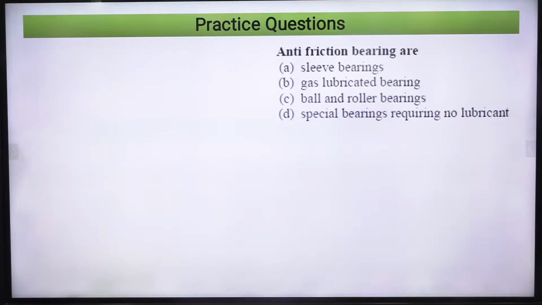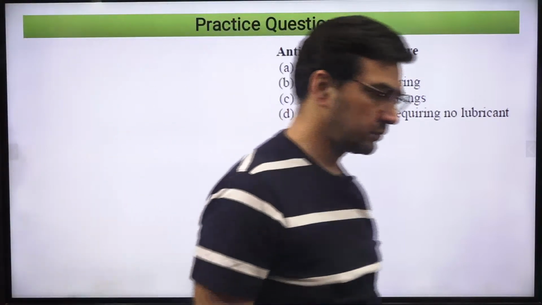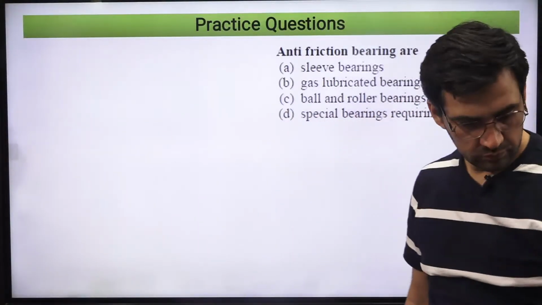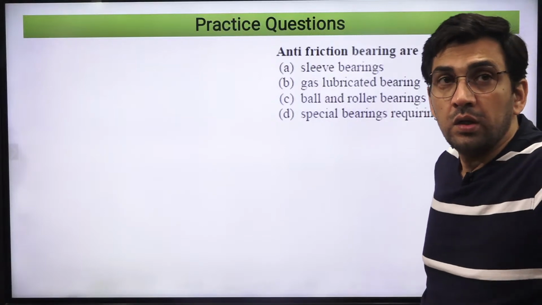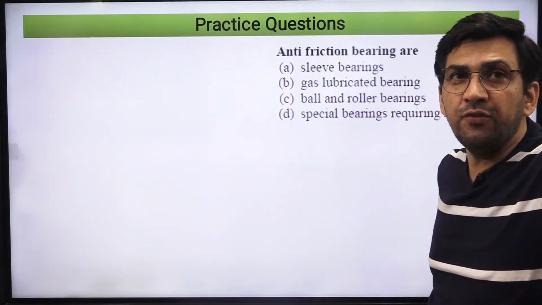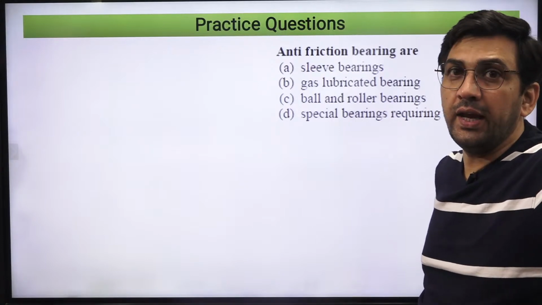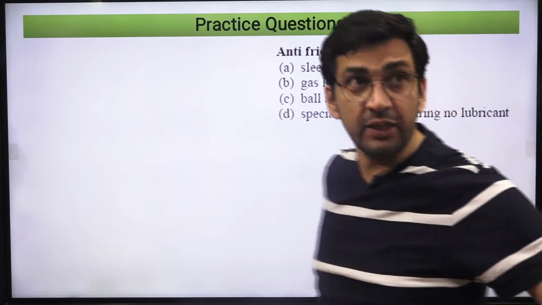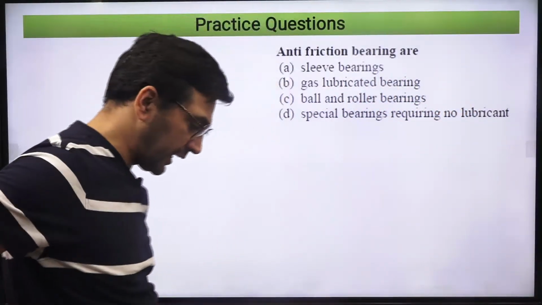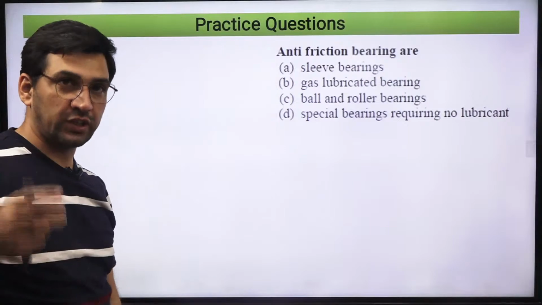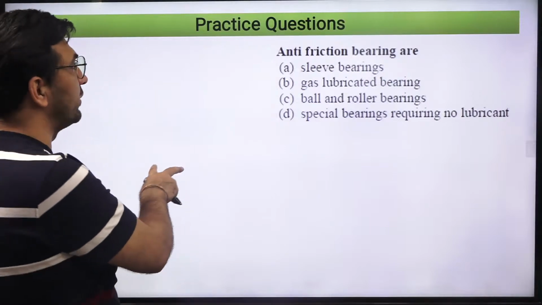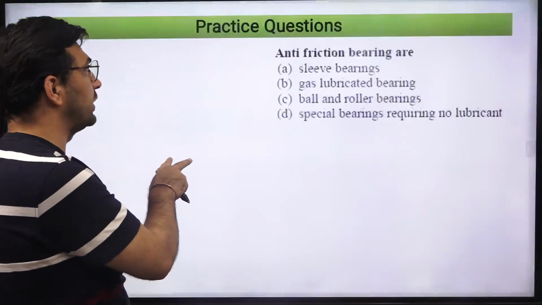Anti-friction bearings: which one of these are the correct ones? Which one of these are the anti-friction bearings? See, the name anti-friction bearings is given to the rolling element bearings. Why anti-friction? Anti-friction does not mean that they don't have friction. The only meaning is that they have very little friction. That is why they have been given the name anti-friction bearings. That is, rolling element bearings.